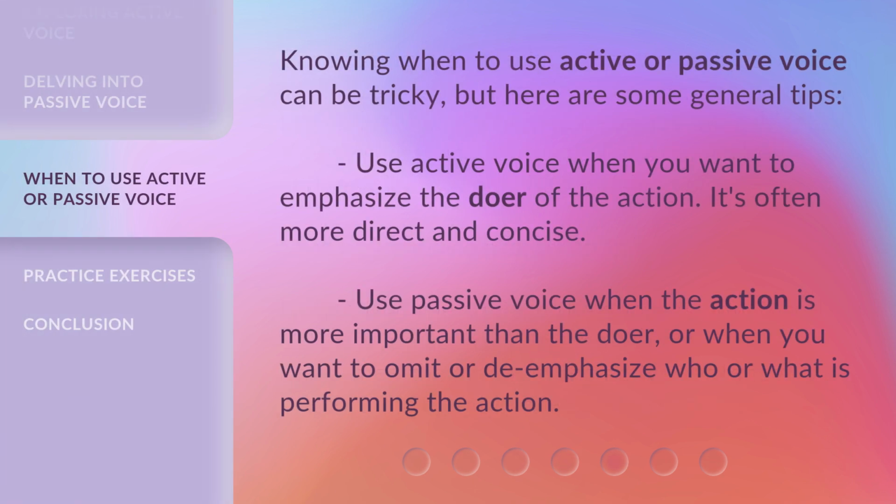Knowing when to use active or passive voice can be tricky, but here are some general tips. Use active voice when you want to emphasize the doer of the action. It's often more direct and concise. Use passive voice when the action is more important than the doer, or when you want to omit or de-emphasize who or what is performing the action.